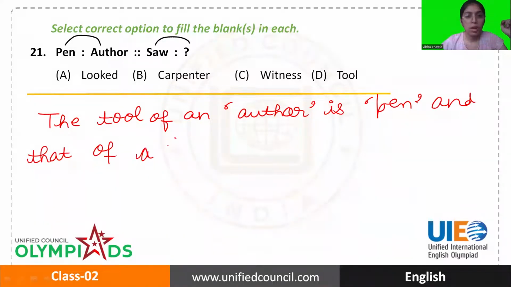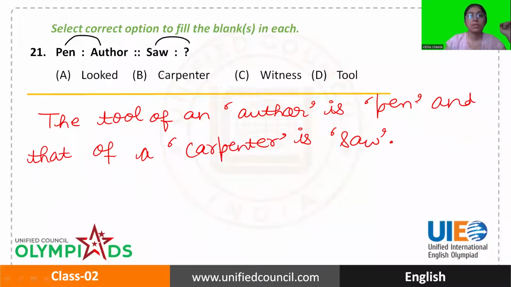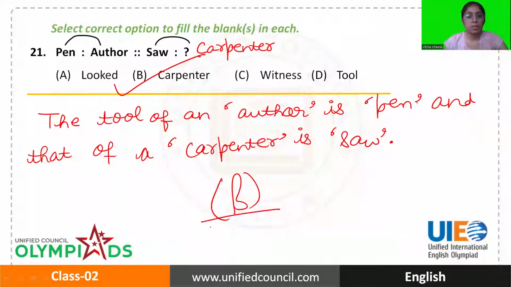And that of a carpenter is saw. So you see, the correct answer becomes carpenter. Pen is to author. The tool of an author is pen, and in the same line, the tool of a carpenter is saw. So pen is to author and saw is to carpenter. That's the relation, and the correct answer becomes option B.